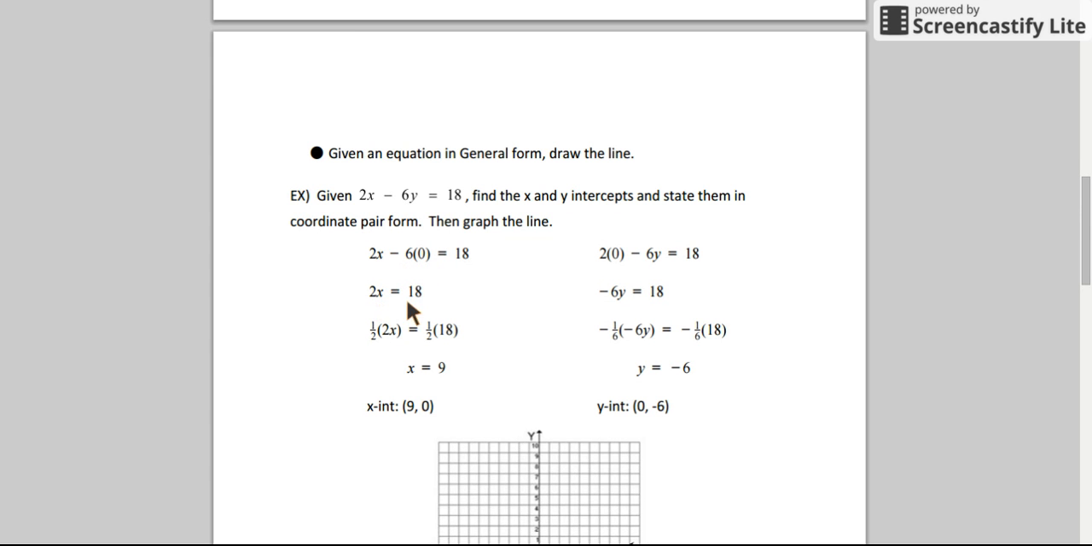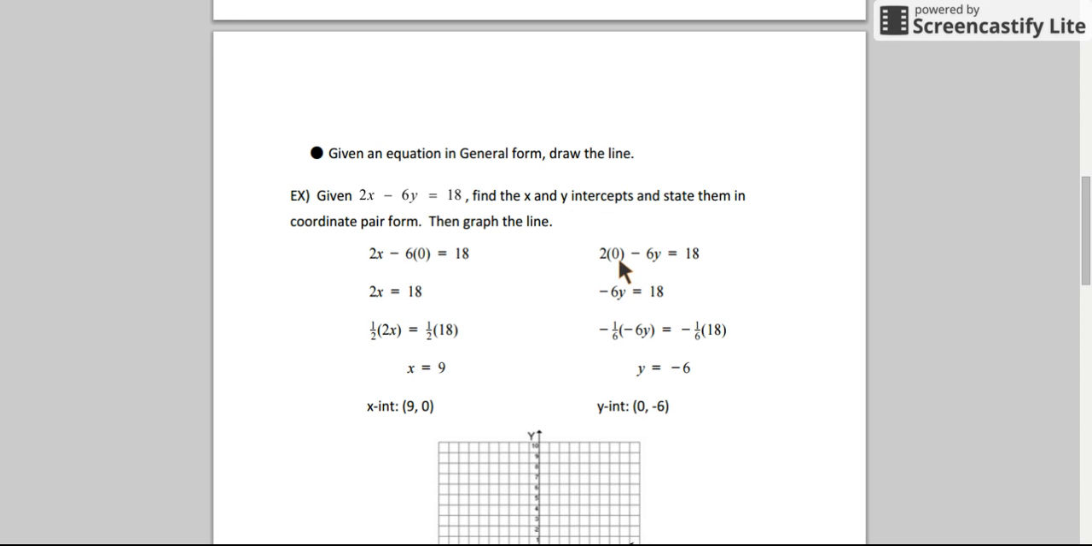I can solve this 2x equals 18 by dividing both sides by 2 or multiplying both sides by 1/2. So we get x equals 9. So if y was 0, x was 9, and that gives us our x-intercept. On this side, I'm going to solve for the y-intercept. For y-intercept, our x value is 0.